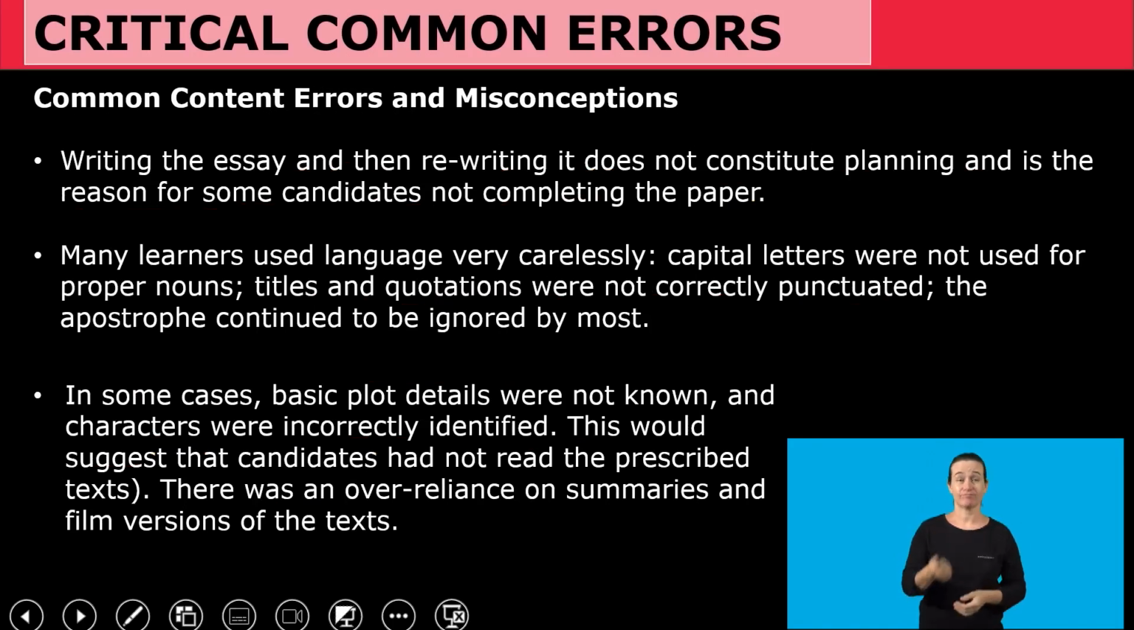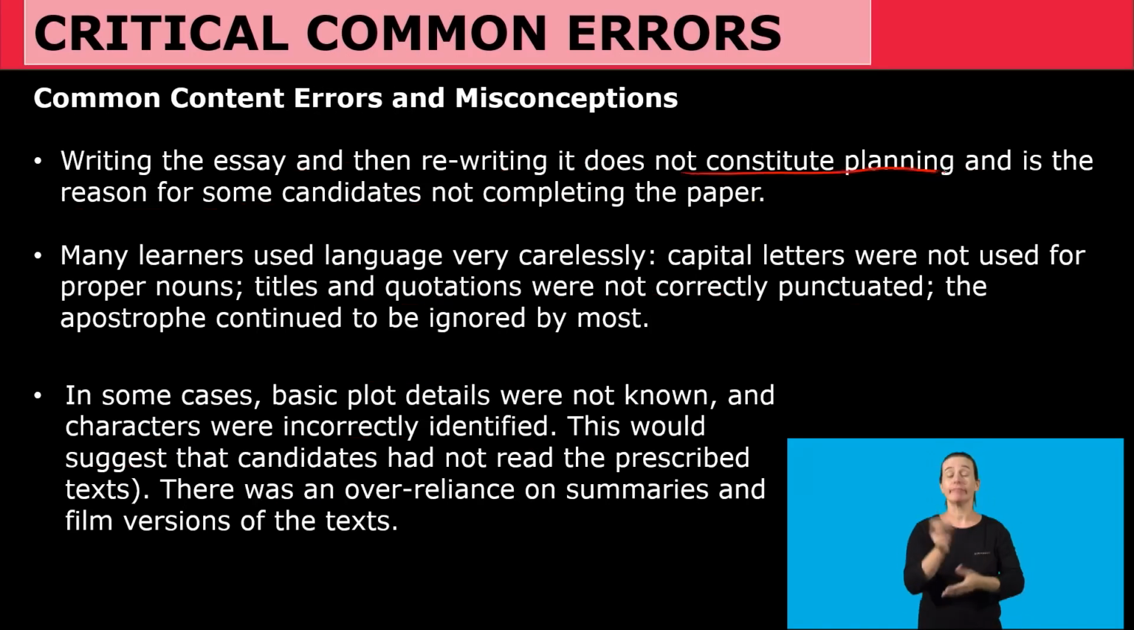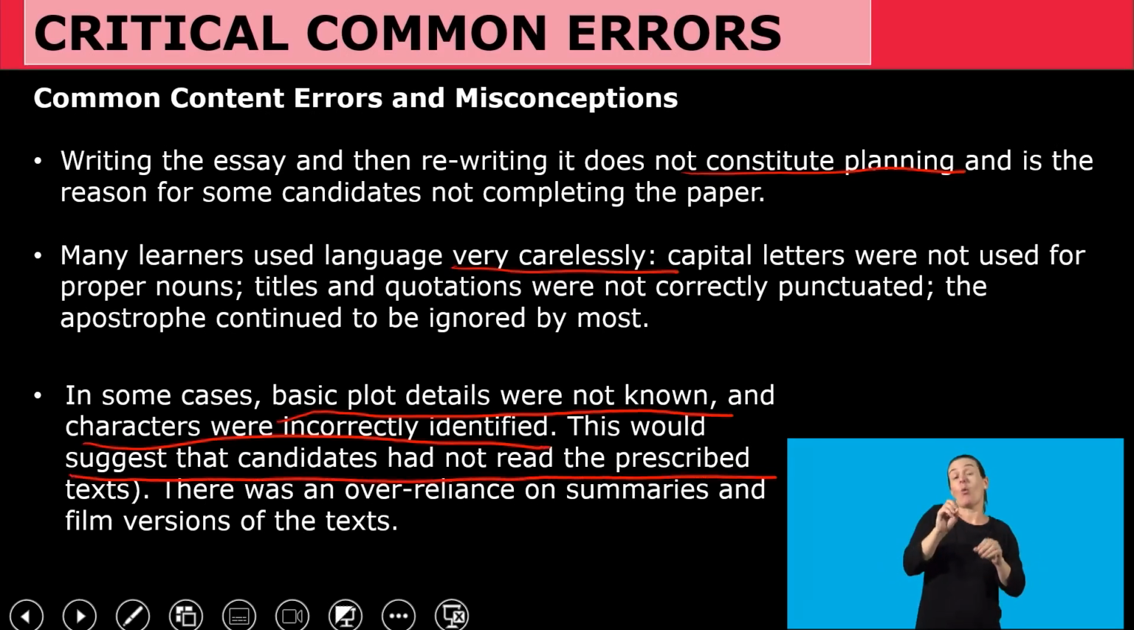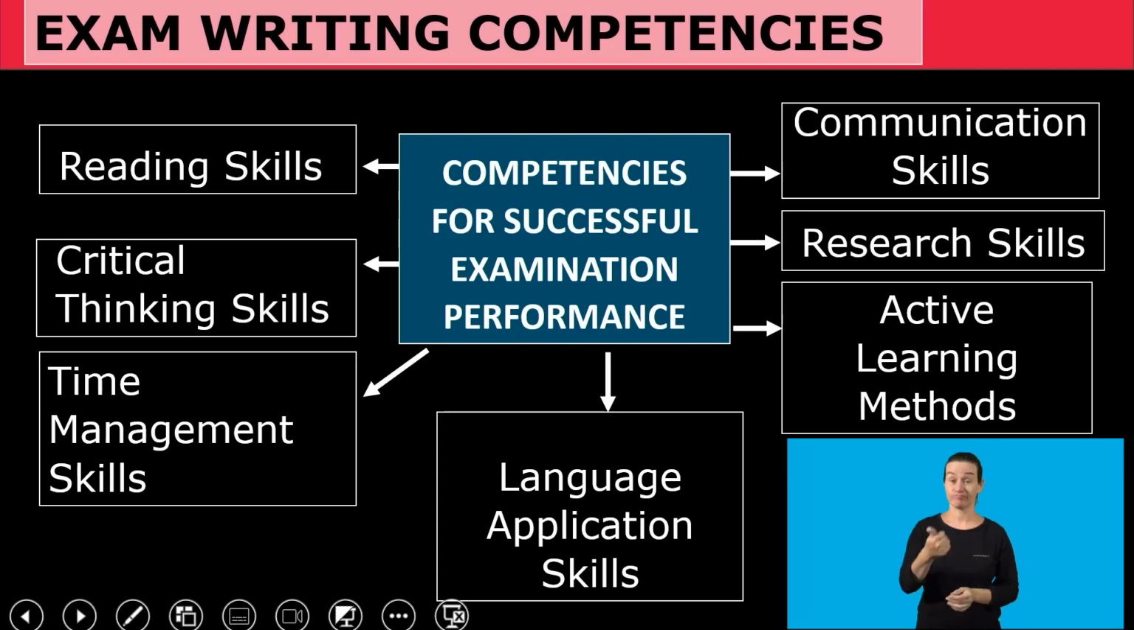Writing the essay and then rewriting it does not constitute planning and is the reason for some candidates not completing the paper. Many learners use language very carelessly, making common errors such as not capitalizing words, using the incorrect punctuation, and not using the apostrophe correctly. In some cases, basic plot details were not known and characters were incorrectly identified. This would suggest that candidates had not read the prescribed texts, or they watched film adaptations of it. These are some of the skills that you are required when you're writing your English Home Language Paper 2.